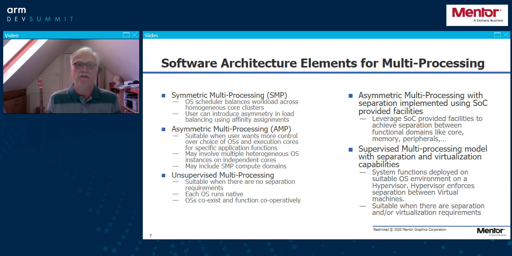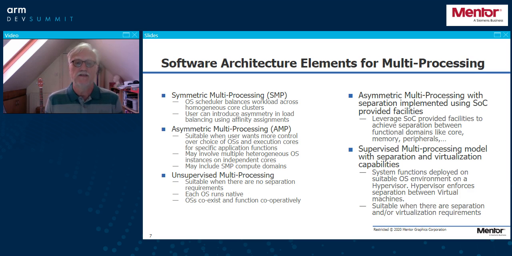We have asymmetric multiprocessing, and this is when we would run different software on each core, and it may be very different, it may be somewhat different. It could be different operating systems, and the cores can all be different hardware. Incidentally, there may be islands of cores which are SMP computing domains. So an SMP system can exist within an AMP system.